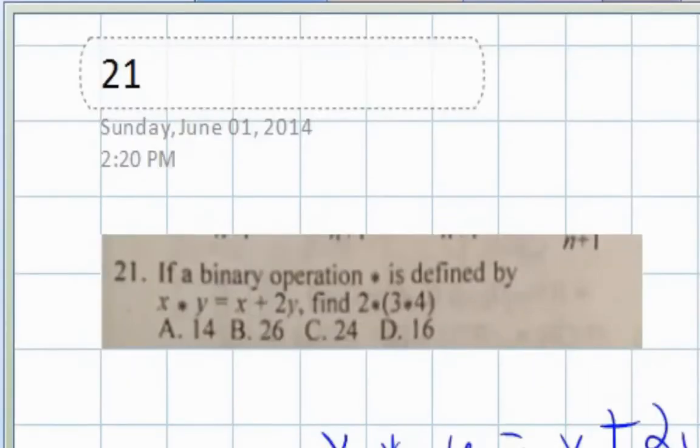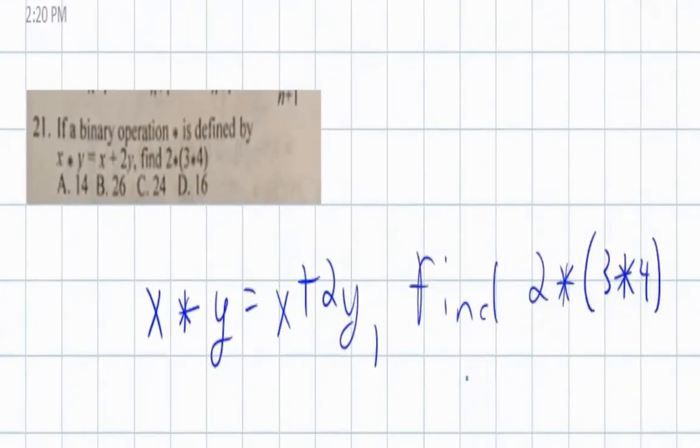Question 21 says, if a binary operation star is defined by x star y is equal to x plus 2y, find 2 star times the quantity 3 star 4. So imagine that you just crossed into another world of math, and in this world they use this symbol. And this symbol always means to do this. This you are used to. So they want you to find what 2 star times the quantity 3 star 4 is.